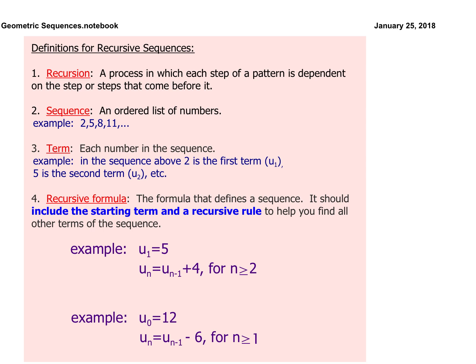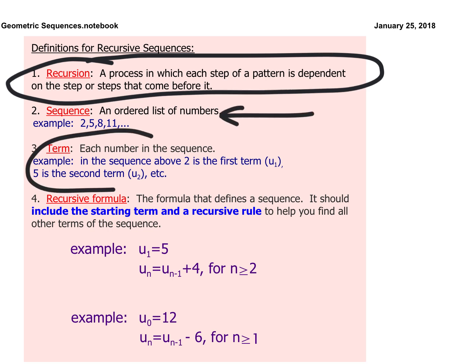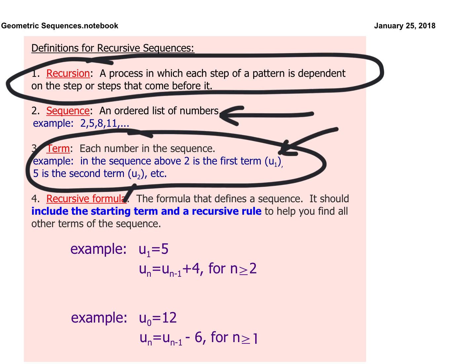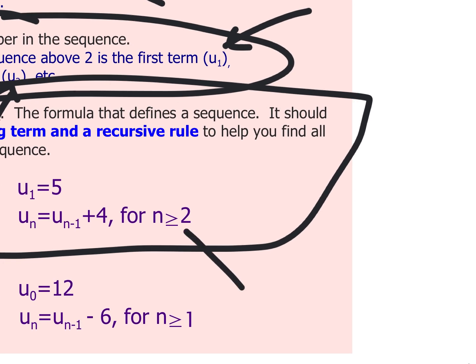Here's some words you need to know. Get to page 2. Recursion is a process in which each step is dependent on the step or steps that come before it. That's what we just did. It depends on what happened before it. A sequence is an ordered list of numbers. A term is each of the things that are in it, and we usually call them u sub 1, u sub 2, etc. A recursive formula, that's these things.